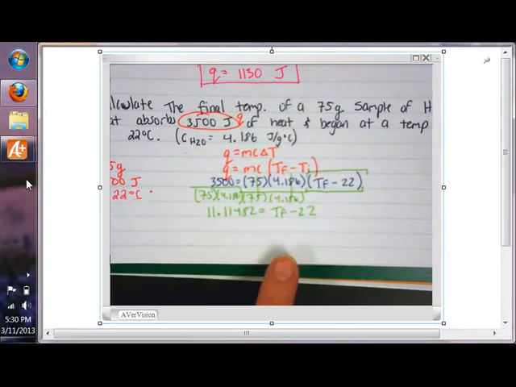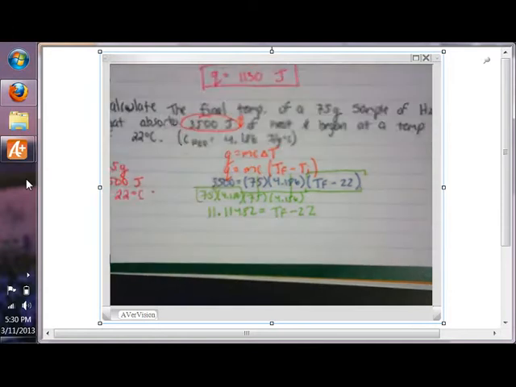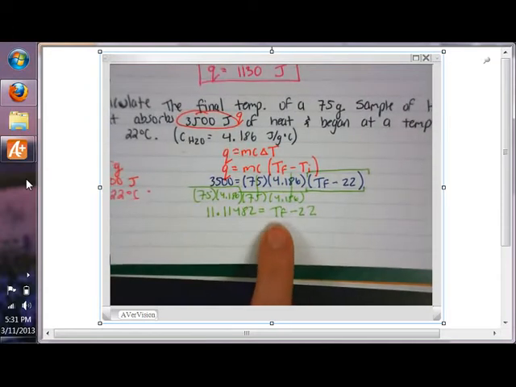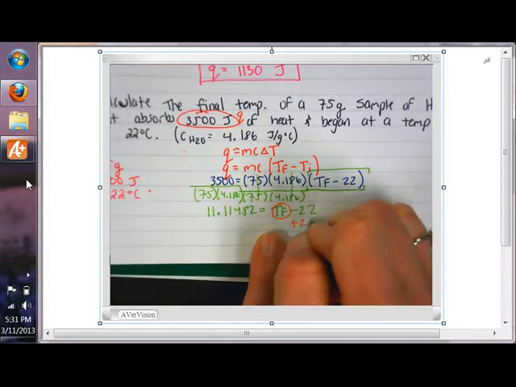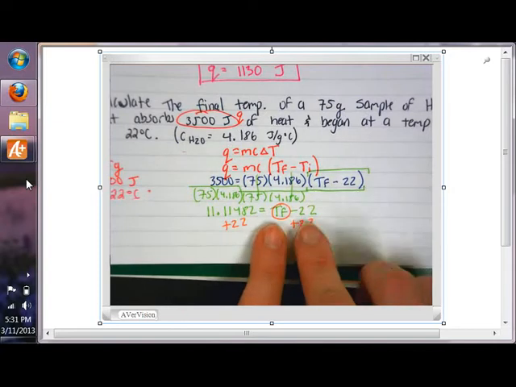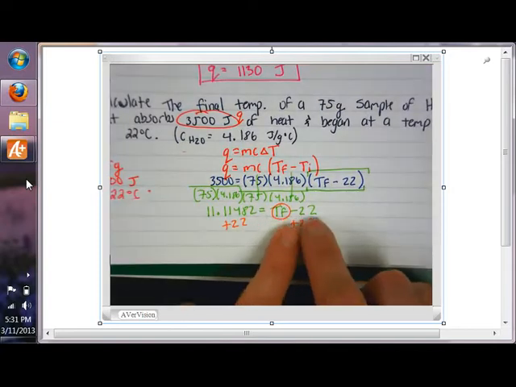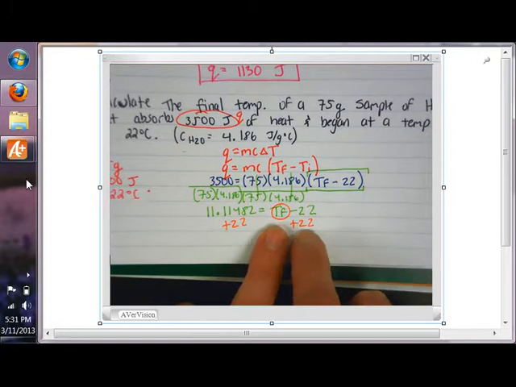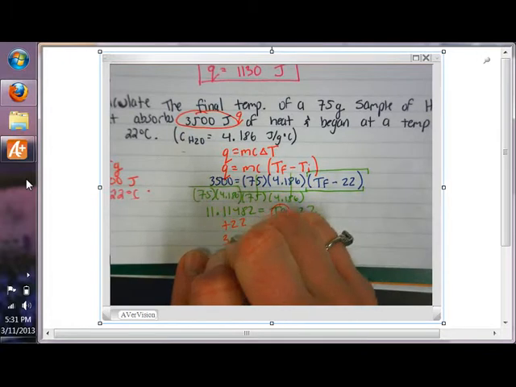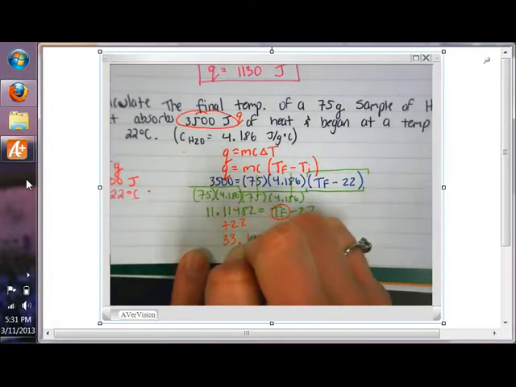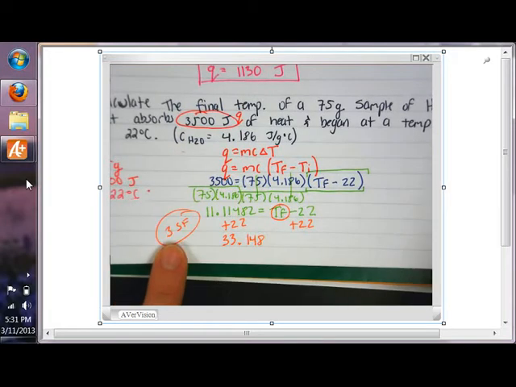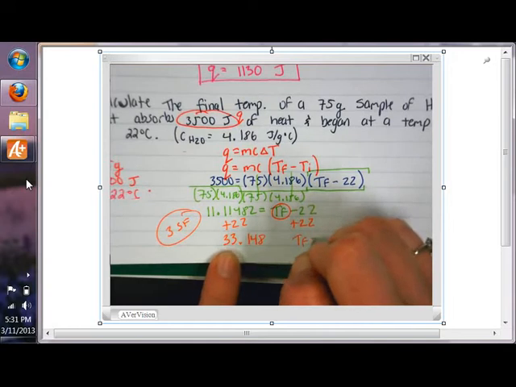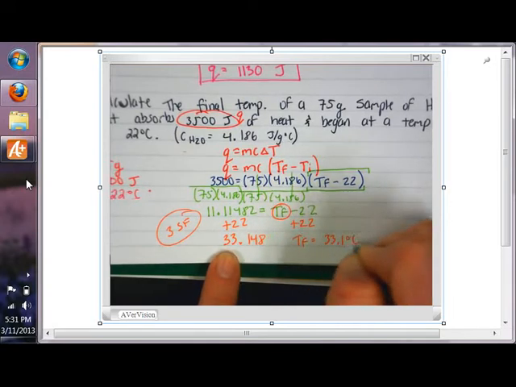And now I want to solve for TF. So I'm going to add 22 to each side. So notice this is no longer a multiplication and division right here. It's addition and subtraction. So to get rid of the 22, I add it to each side, which gives me 33.148. I'm telling you just to give all of these problems 3 sig figs, just make it easy. So the final answer is TF equals 33.1 degrees Celsius.